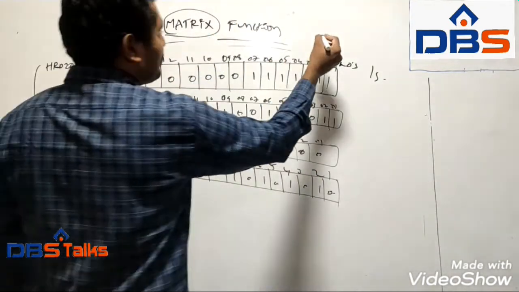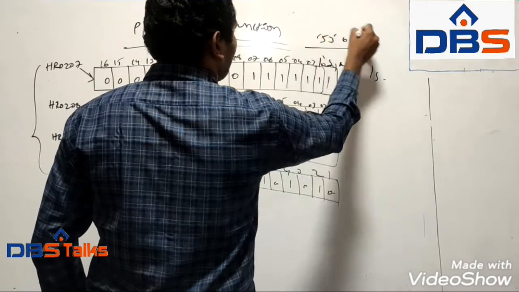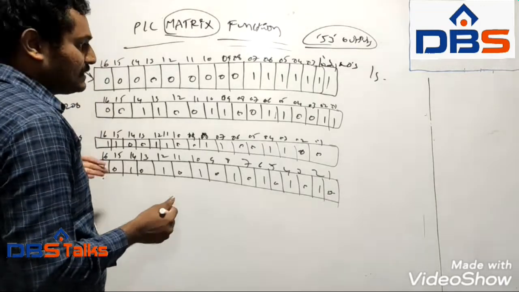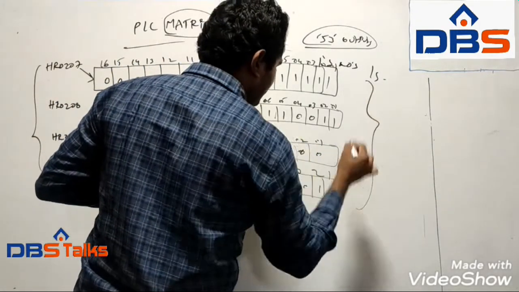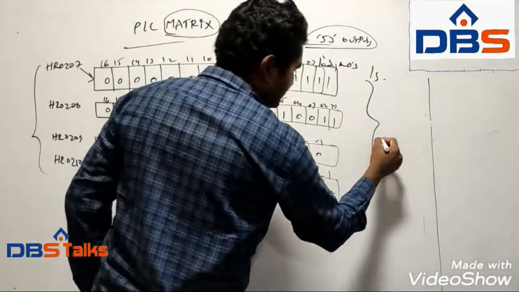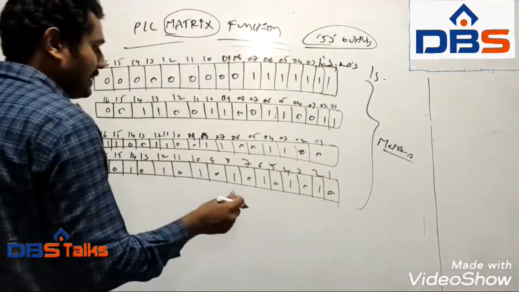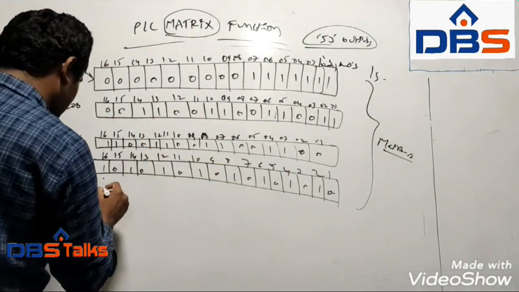That means we have to control 53 outputs by using these. So for that we have to take 4 registers. It contains a total of 64 bits. Treat this as matrix A, and again take matrix B by using 4 registers.